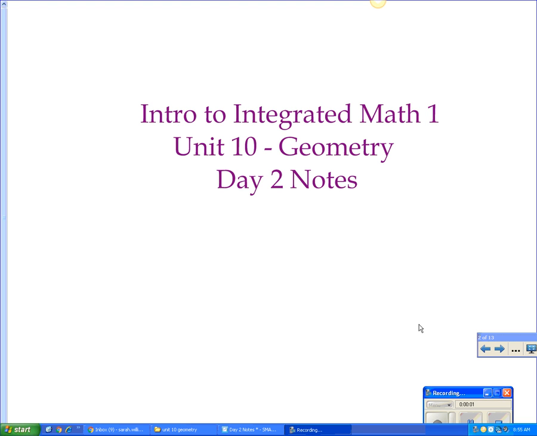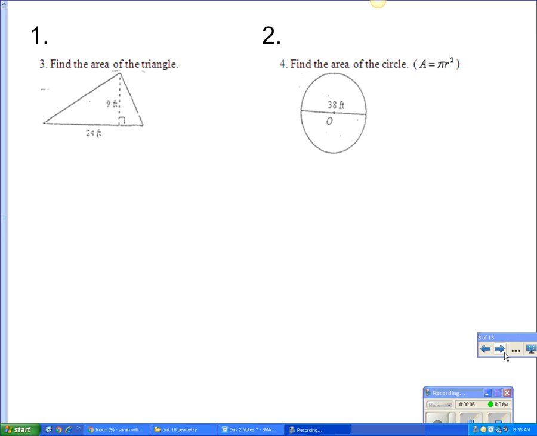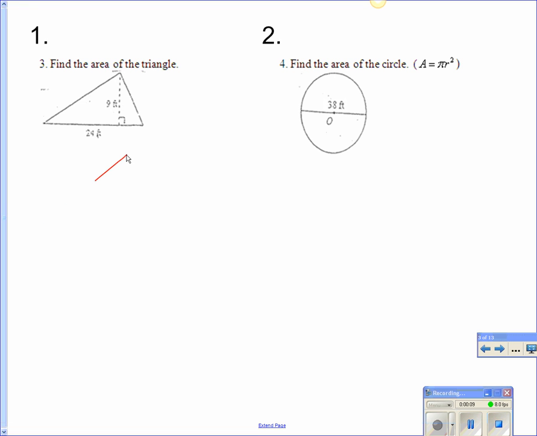Okay, so this is Geometry Day 2. Got a quiz tomorrow. All right, number 1 says find the area of a triangle. And I know that's kind of hard to see, but you've got 24 here and 9 here. And it says find the area.